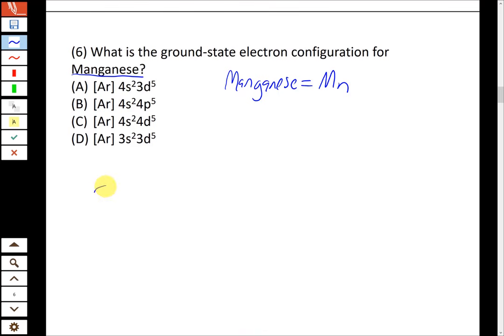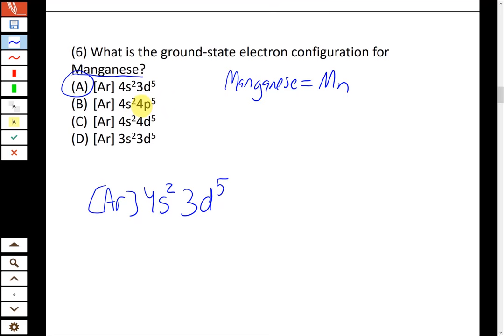So we start with the argon core. After that was 4s2. And then after 4s, remember, was 3d. All right, because when we're in the fourth row of the periodic table, we start with the 4s block, but then after 4s is the n-1, which is 3d, the first of the d sections. So the one that matches up there is A.